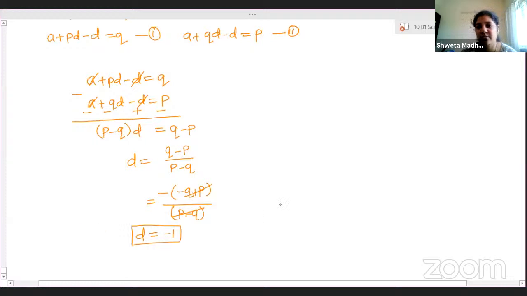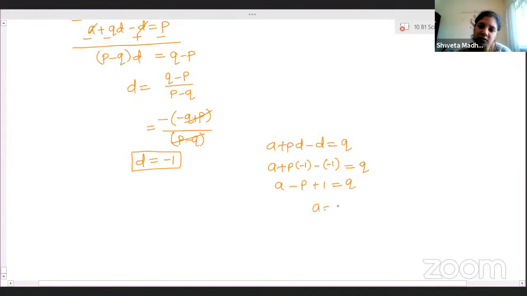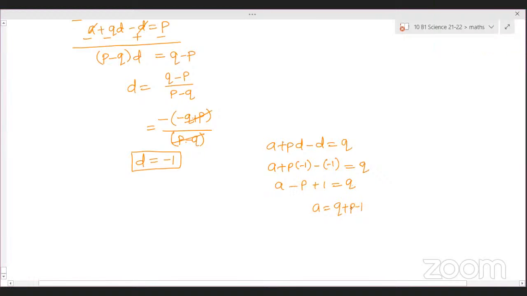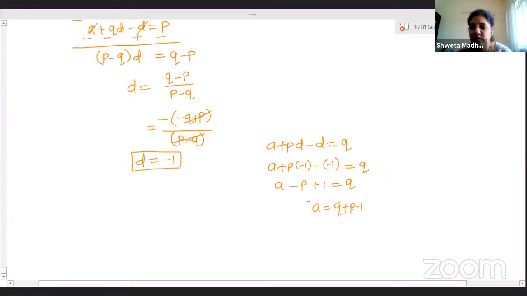Substitute this to get the value of A. A plus pd minus d is equal to q. A plus p into minus 1 minus minus 1 is equal to q. A minus p plus 1 is equal to q. So A is equal to q plus p minus 1, since p will be transferred to that side, and plus p and 1 cancel, leaving minus 1. So A is equal to q plus p minus 1. Right? Now what they have asked is finding the value of the nth term.